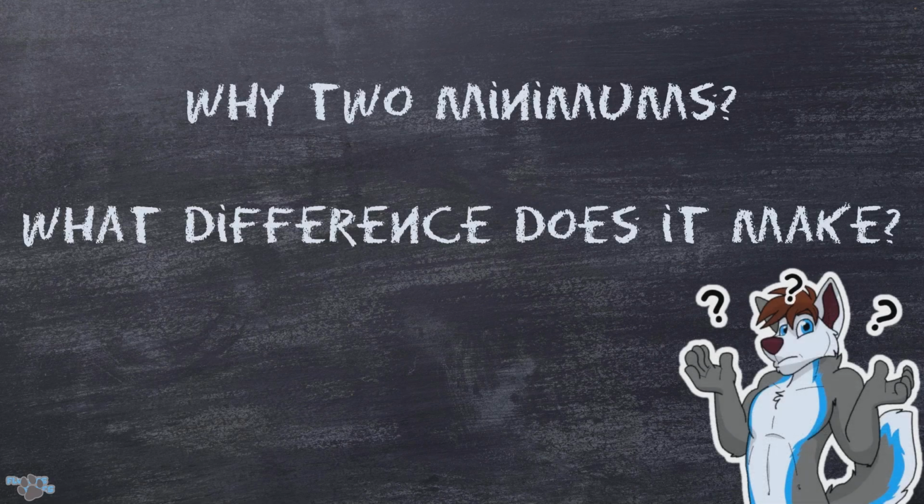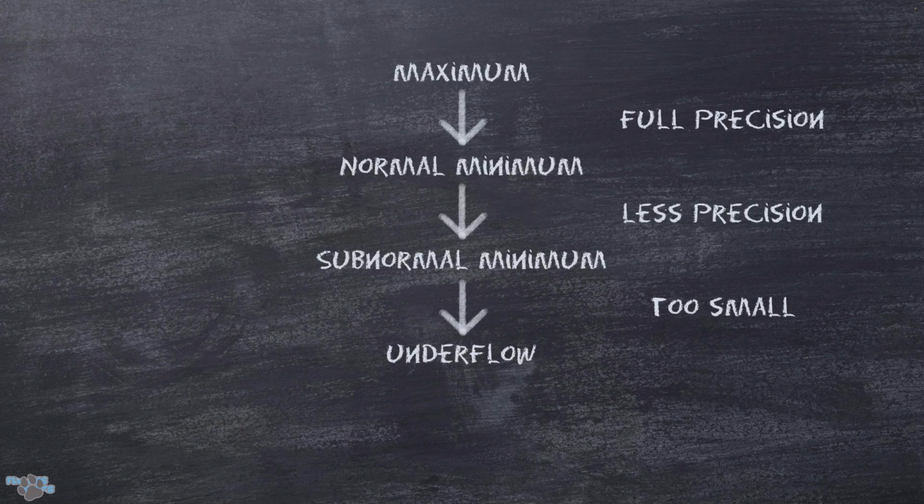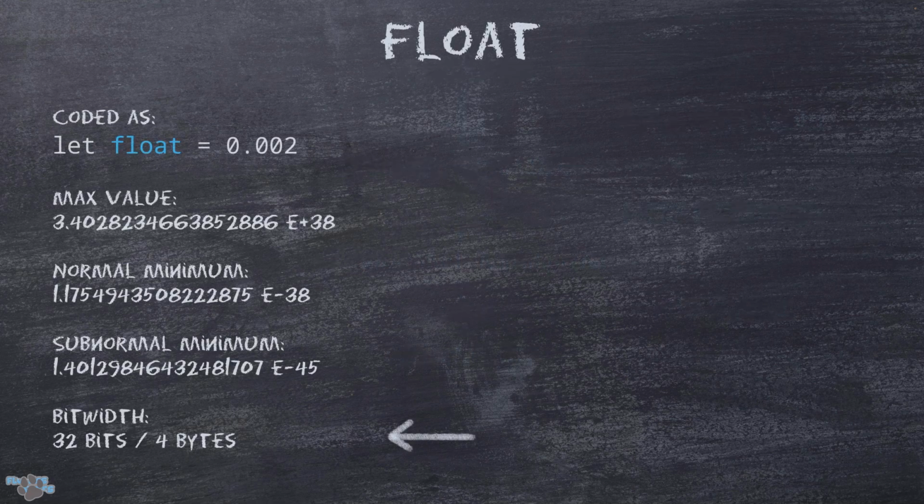So what's the difference? Why two minimums? Well, sometimes you need to measure or use extremely small numbers, so we can technically go down to those numbers. Let's view it in this way. We have full precision in our float from the max to the normal minimum. We have less precision from our normal minimum to our subnormal minimum. And anything below our subnormal minimum, well, that's too small to count and underflows to 0. Finally, we can see that the float has a bit width of 32 bits or 4 bytes.